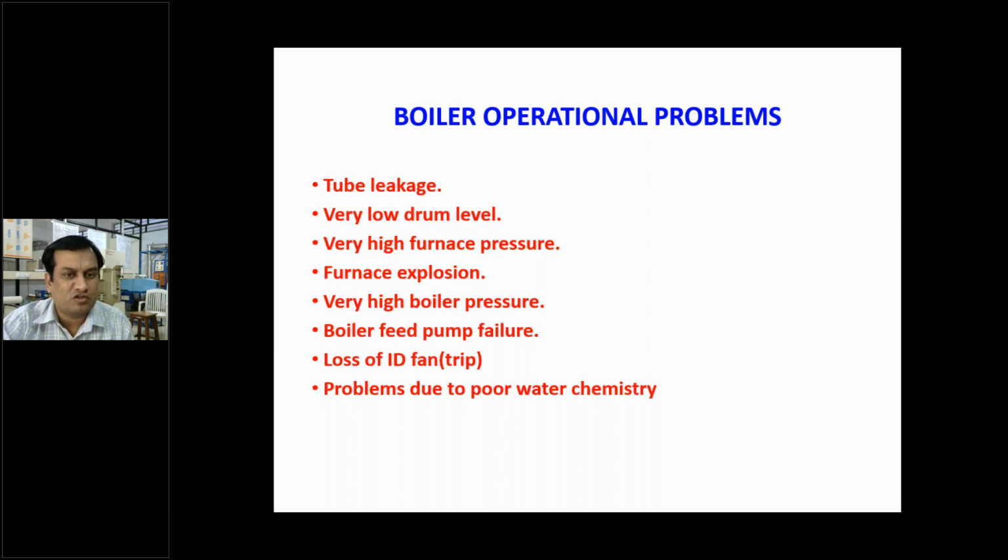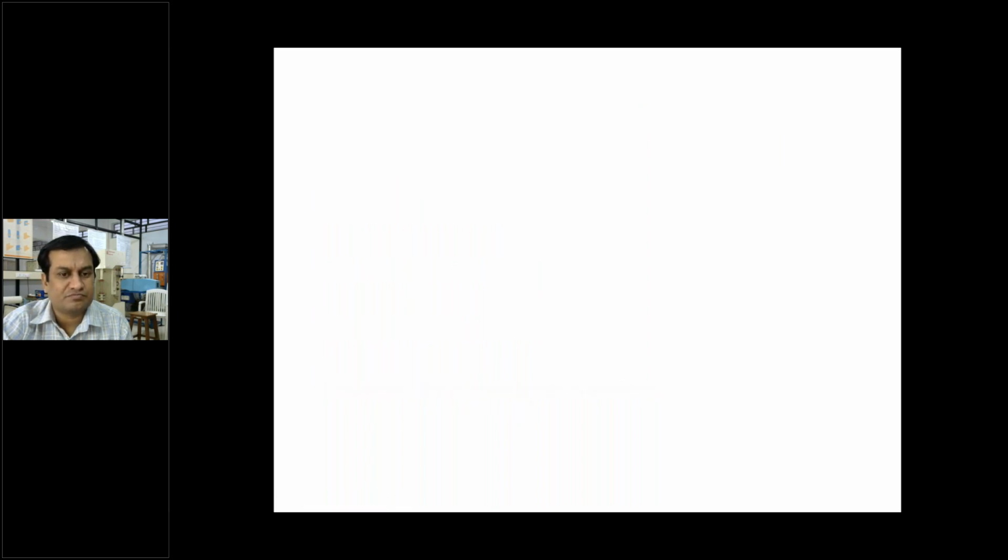So the list of these boiler operation problems is: tube leakage, very low drum level, very high furnace pressure, furnace explosion, very high boiler pressure, boiler feed pump failure, loss of ID fan, that is tripping, and problems due to poor water chemistry. So we will discuss these boiler operation problems one by one.